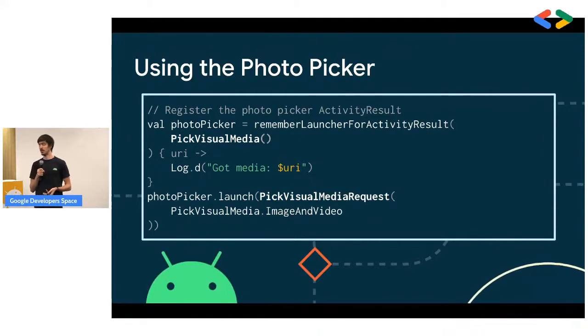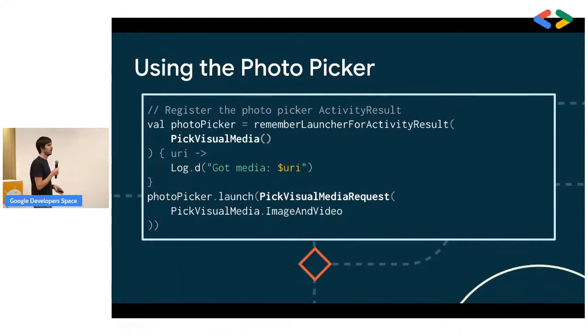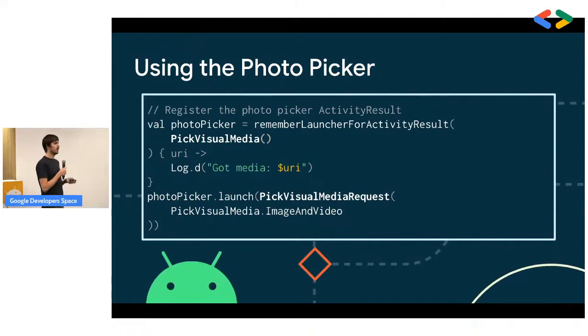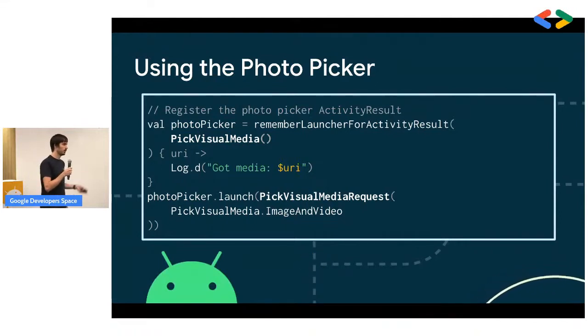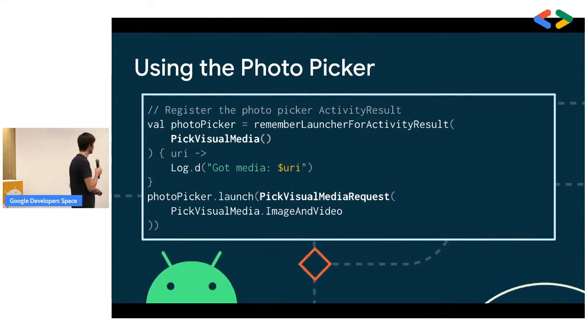You just need to use the Activity Result API and request for the big visual media. Once the user finishes choosing a picture, you will get the URI, and then you can do whatever you need to do with that URI.